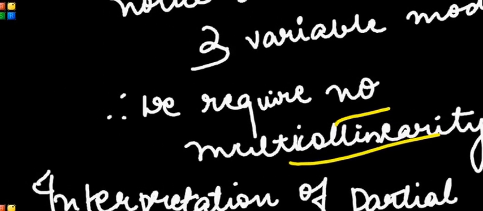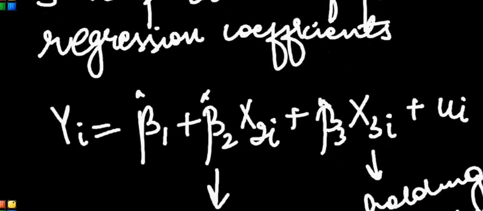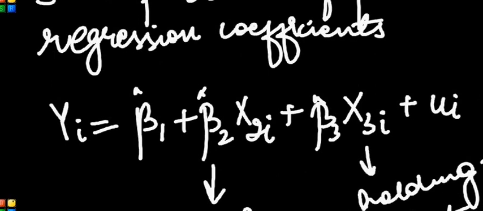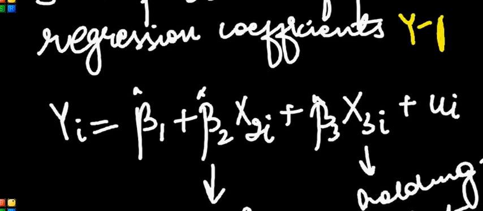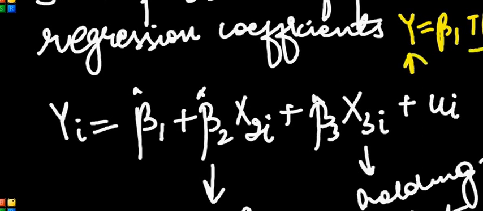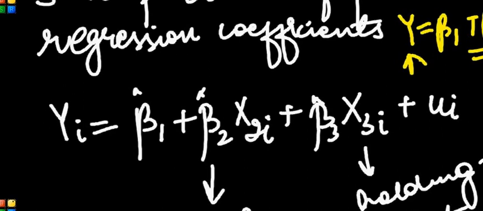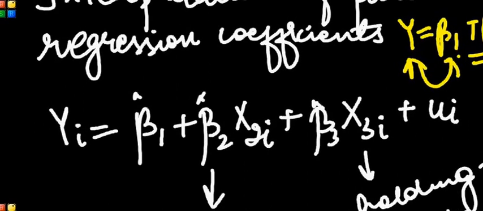Coming to the interpretation of partial regression coefficients, when I used to say that y is equal to beta 1 plus beta 2 x, all that I said was that if x changes by 1 unit, then y changes by beta 2 units. This is what the slope states. And if x is 0, then y is beta 1. This is what the intercept states.